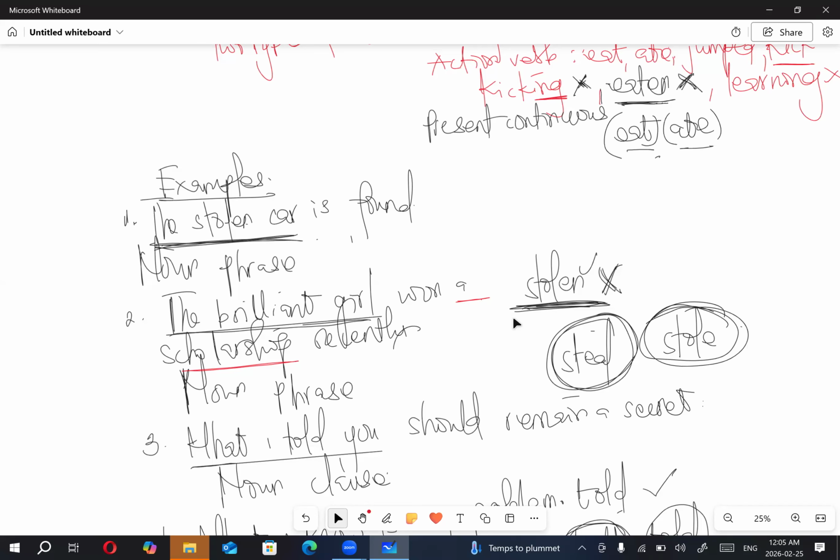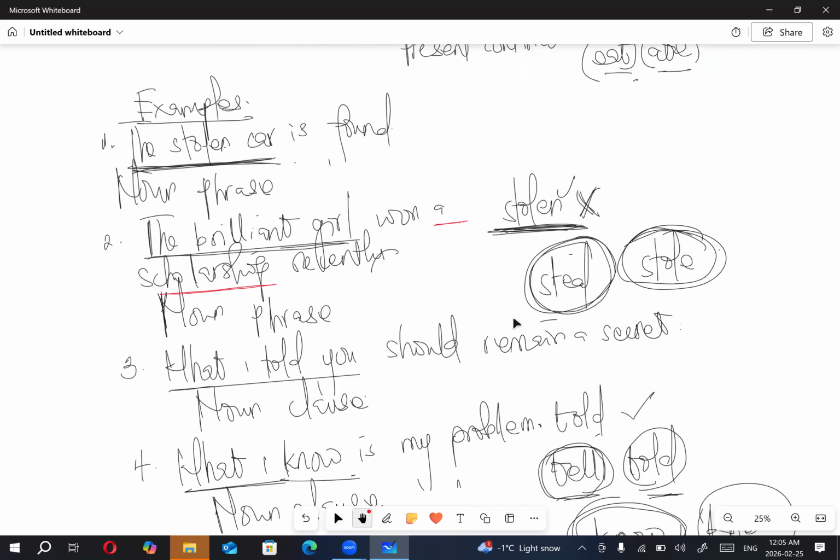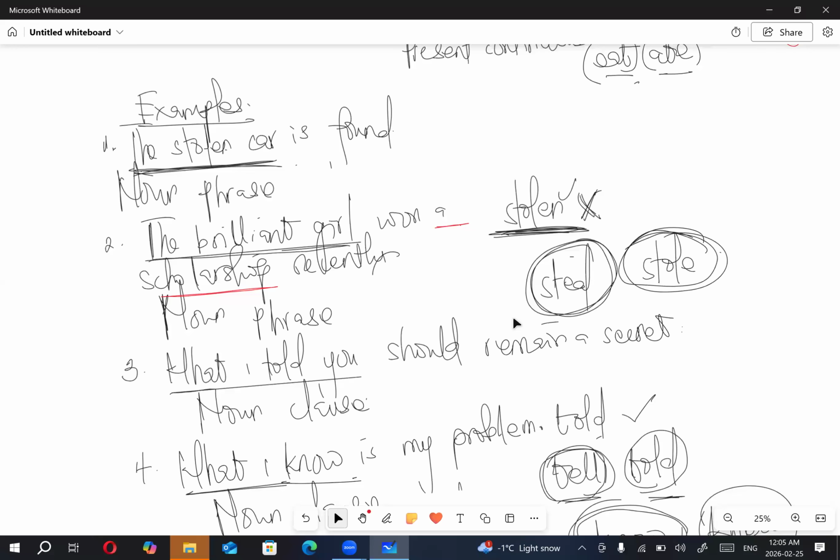Here it is. You cover the stolen car, assume it's not there. Is found. What is found? The stolen car is found. You see, it answers the question what. Another one: won a scholarship recently. What? The brilliant girl.